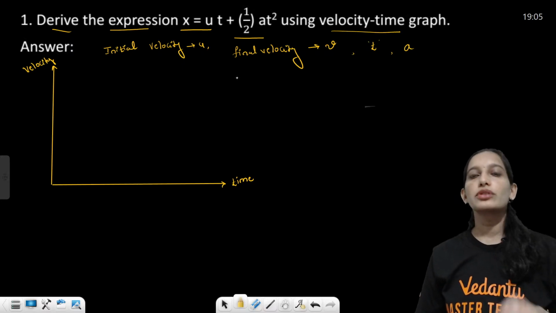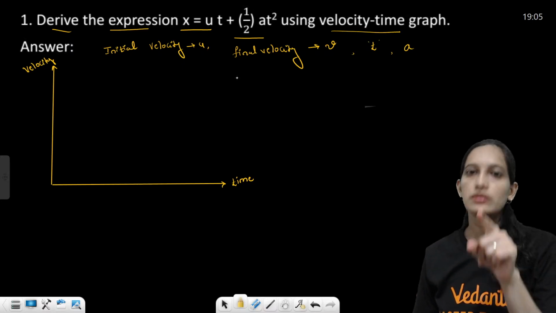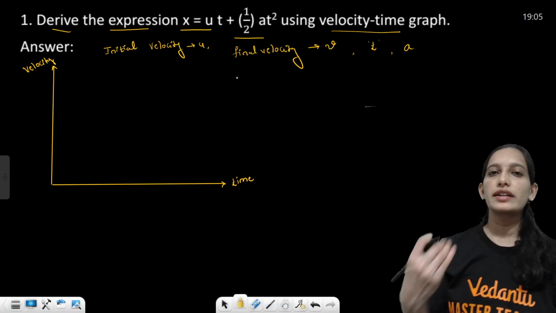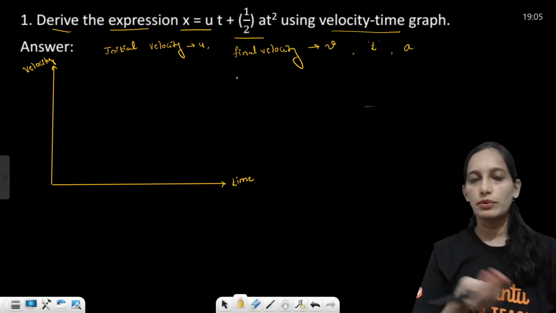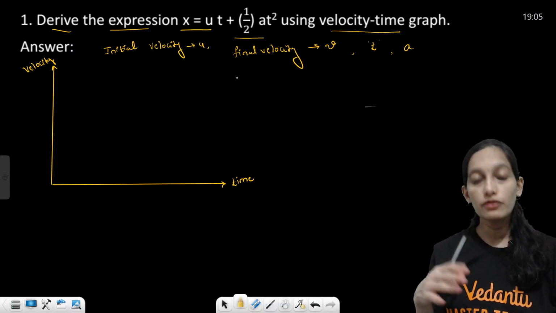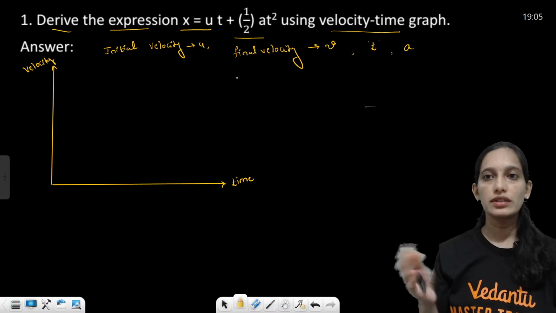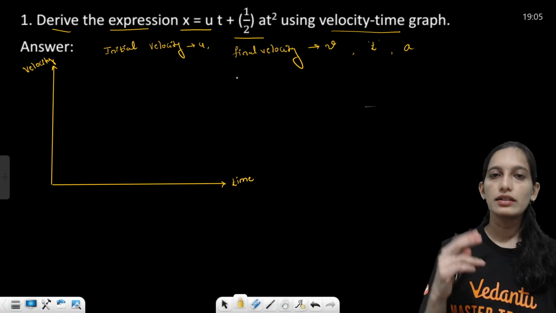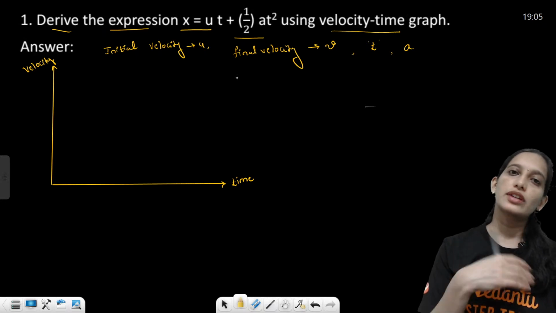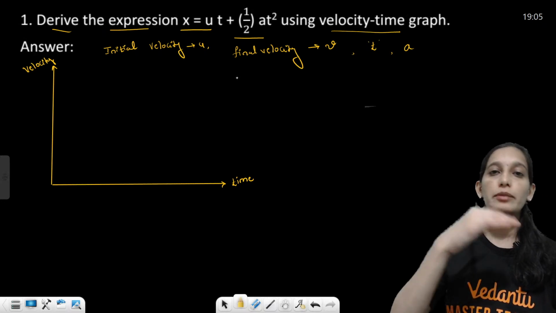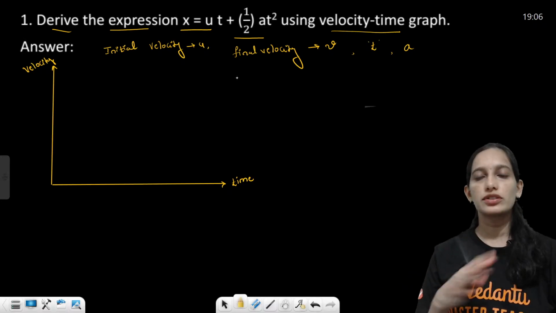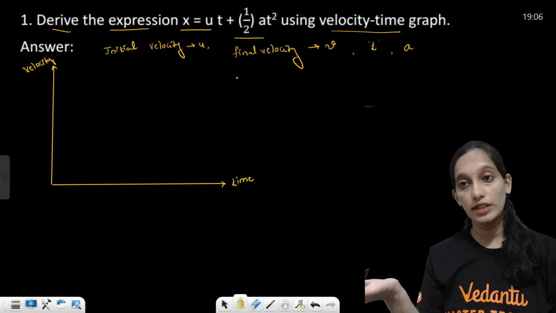Here they can ask only one, I mean this derivation ut plus half at square, or they can combine with one more kinematic equation like v is equal to u plus at, or v square is equal to u square plus 2as. They can ask in any way, like for 5 marks any two can be asked. Or sometimes they will just ask you to derive the kinematic equations of one dimensional motion, and using VT graph they may mention.